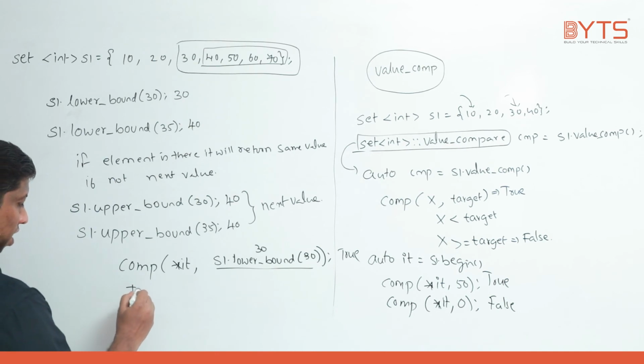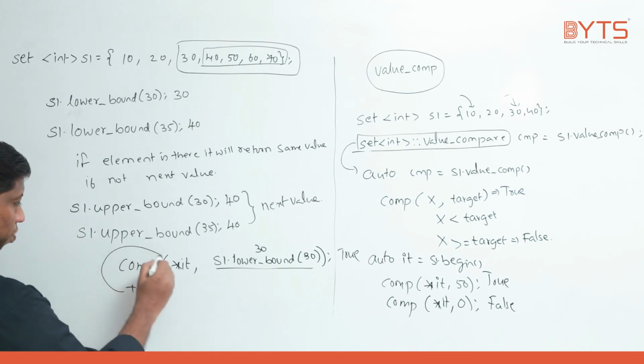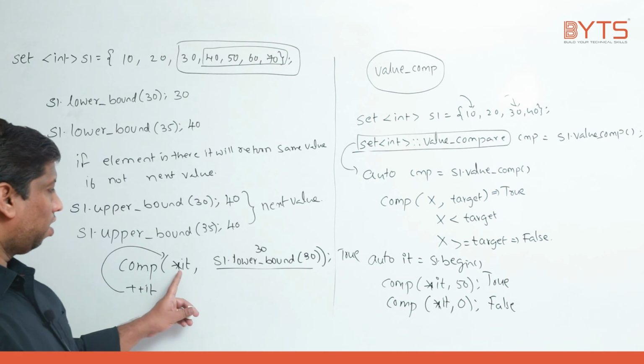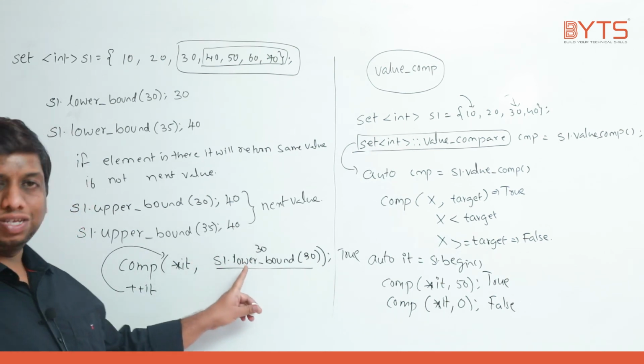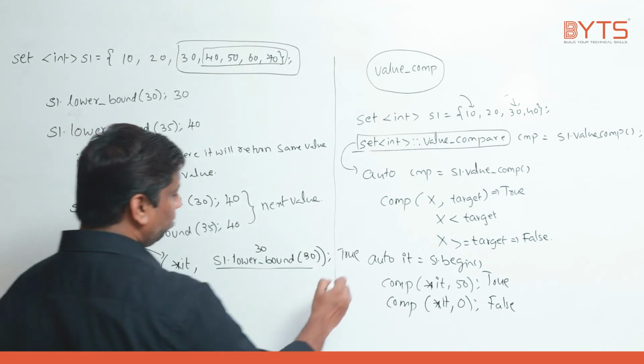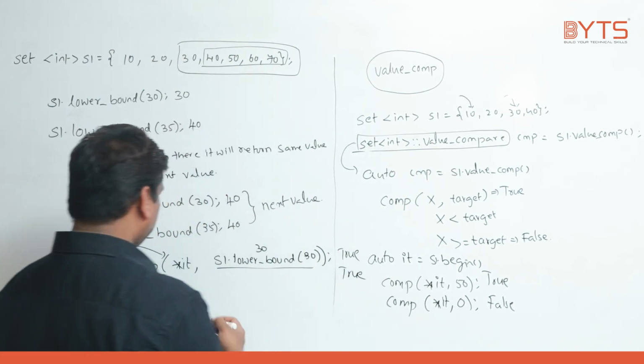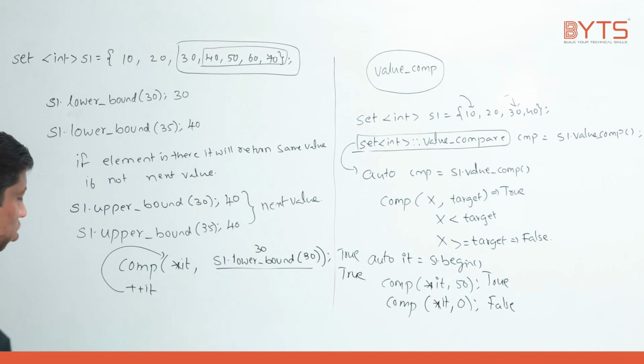Now again I will do ++it. If this is a loop, I will come here, *it. What is *it? S1.lower_bound is 30. So 20 is also less than 30. So again you will return true. See, instead of true, if you want to print the value also, what can I write?